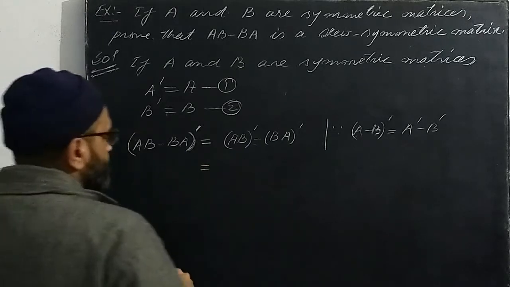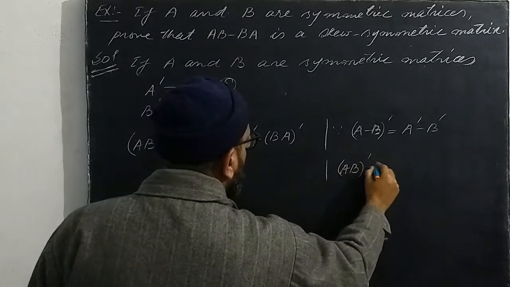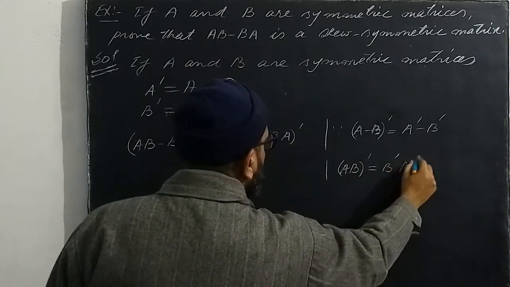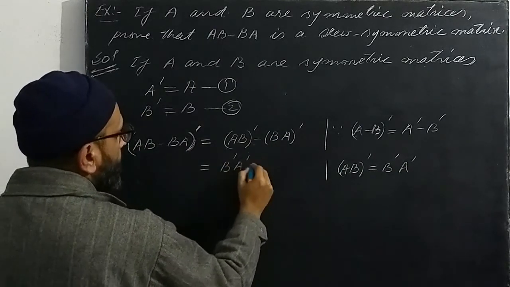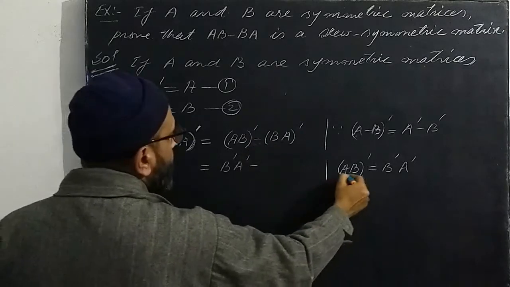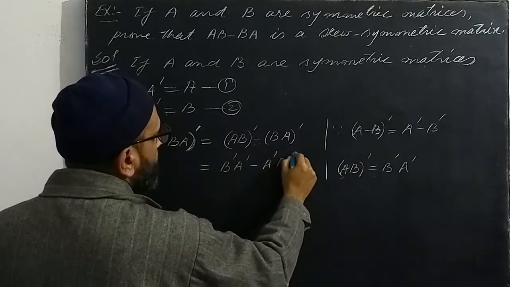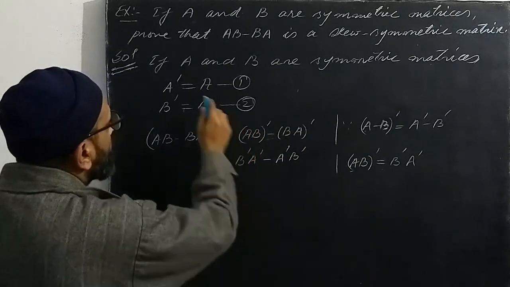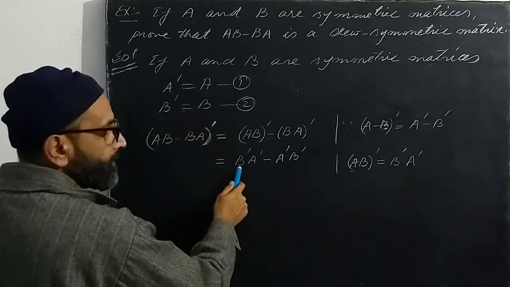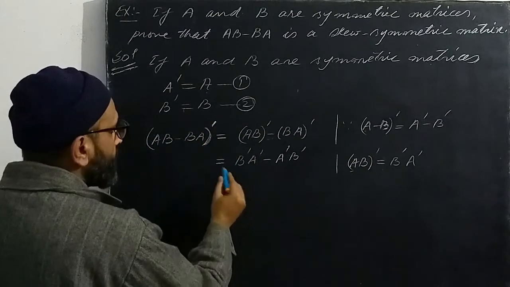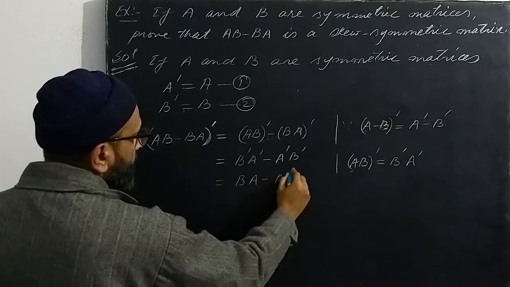Now, as we know that (AB)' is always equal to B'A', we may write it as B'A' minus, using again the same result here, A'B'. Now from equation number 1, A' is equal to A and B' is equal to B, so we may replace A' by A and B' by B. Here in this expression we get BA − AB.